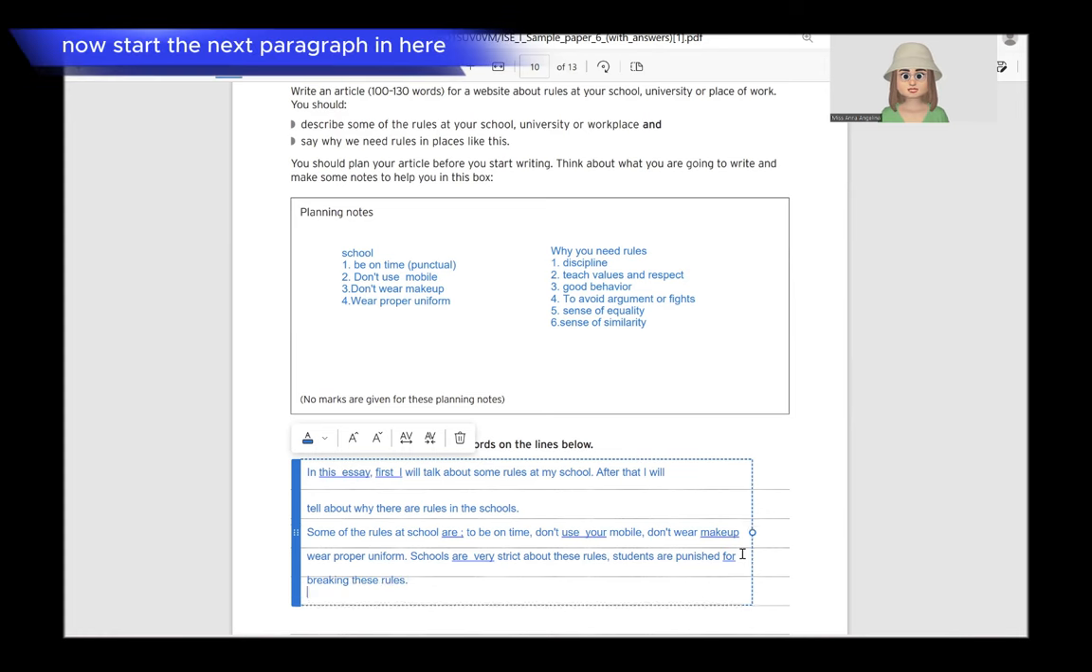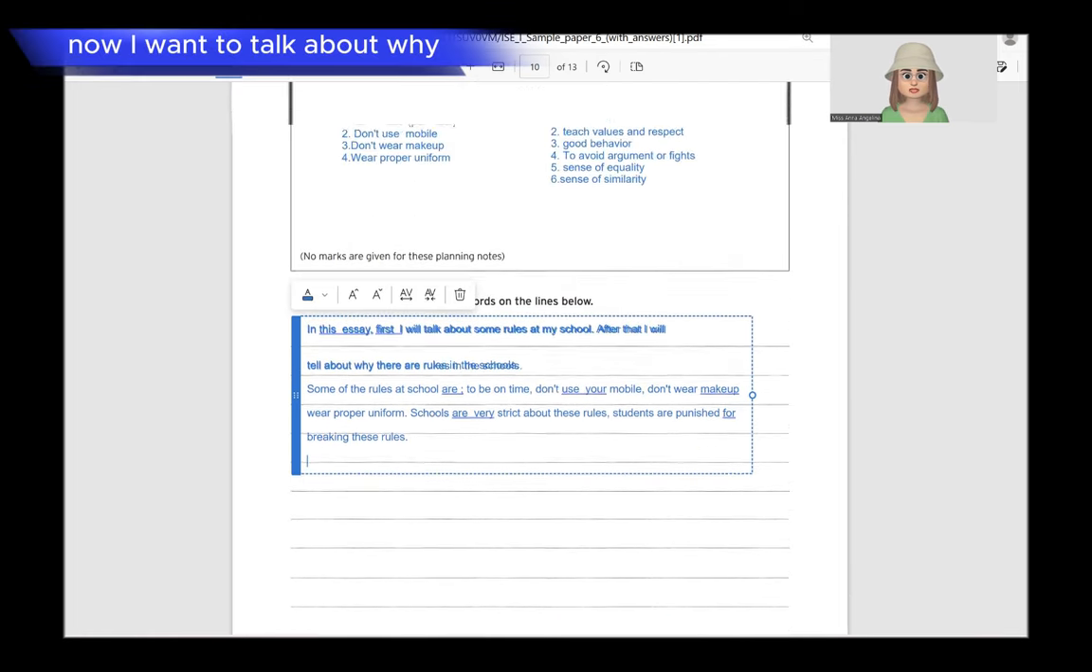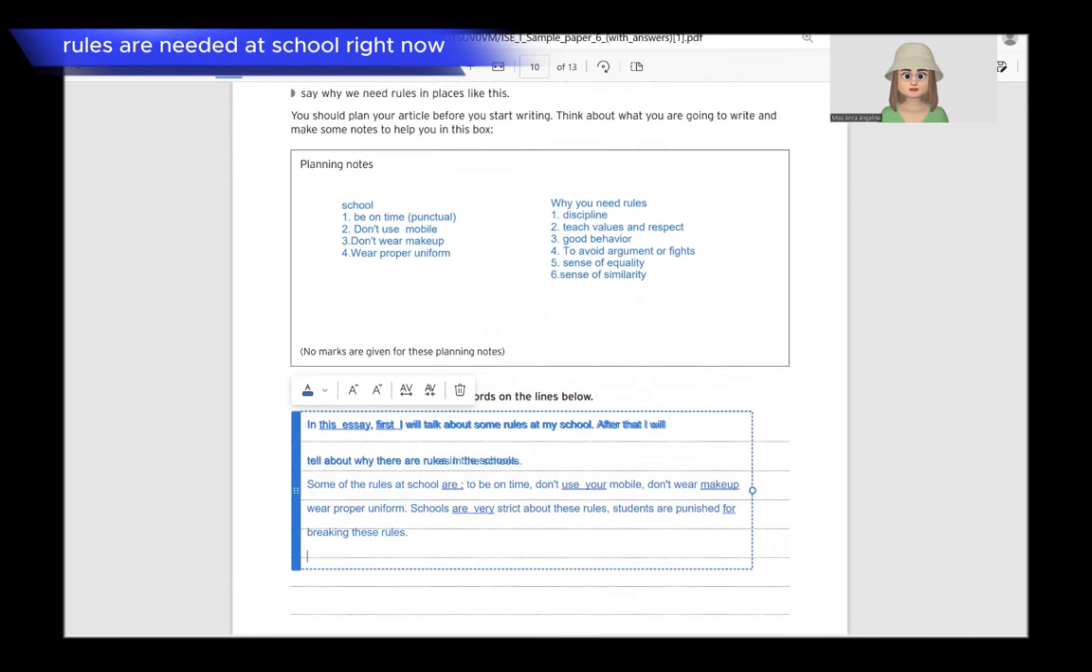Now start the next paragraph in here. And what will you write in the next one? Now I want to talk about why we need rules at school. Good job.